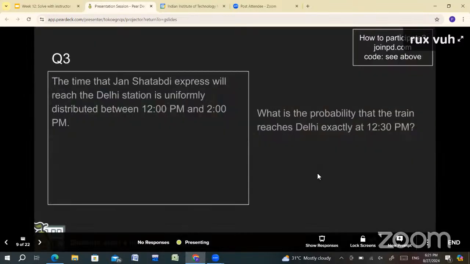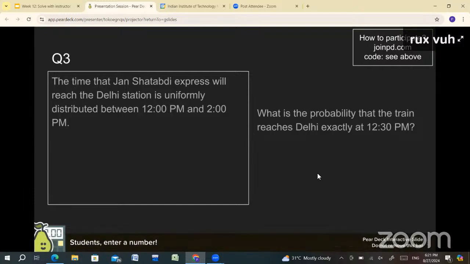Okay. So the next question is, the time that Jan Shatabdi Express will reach the Delhi station is uniformly distributed between 12 p.m. to 2 p.m. And the question is, what is the probability that the train reaches Delhi exactly at 12:30 p.m.? Now you solve it and tell me the answer.